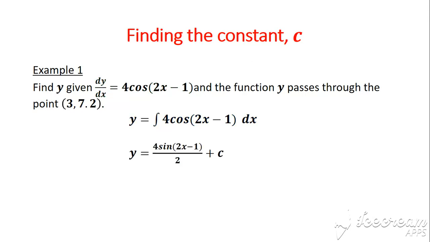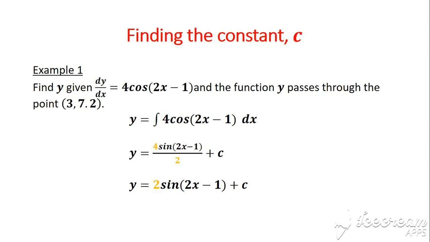Now we know cosine integrates back to sine, so we're going to get 4 sine bracket 2x minus 1, all divided by 2. Now the reason we divide it by 2 is because this is a composite function, and inside the brackets there's the function u, and when we integrate back, instead of timesing by u, we have to divide by u. So that's why we divide by the 2 here. And don't forget the plus c.